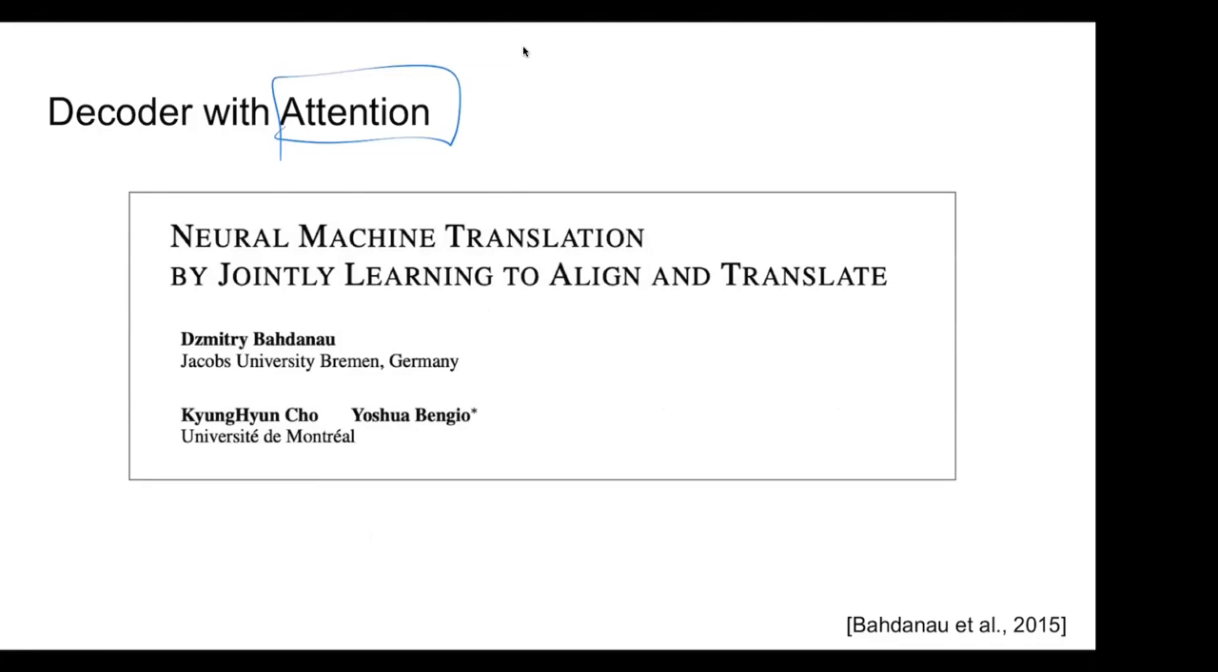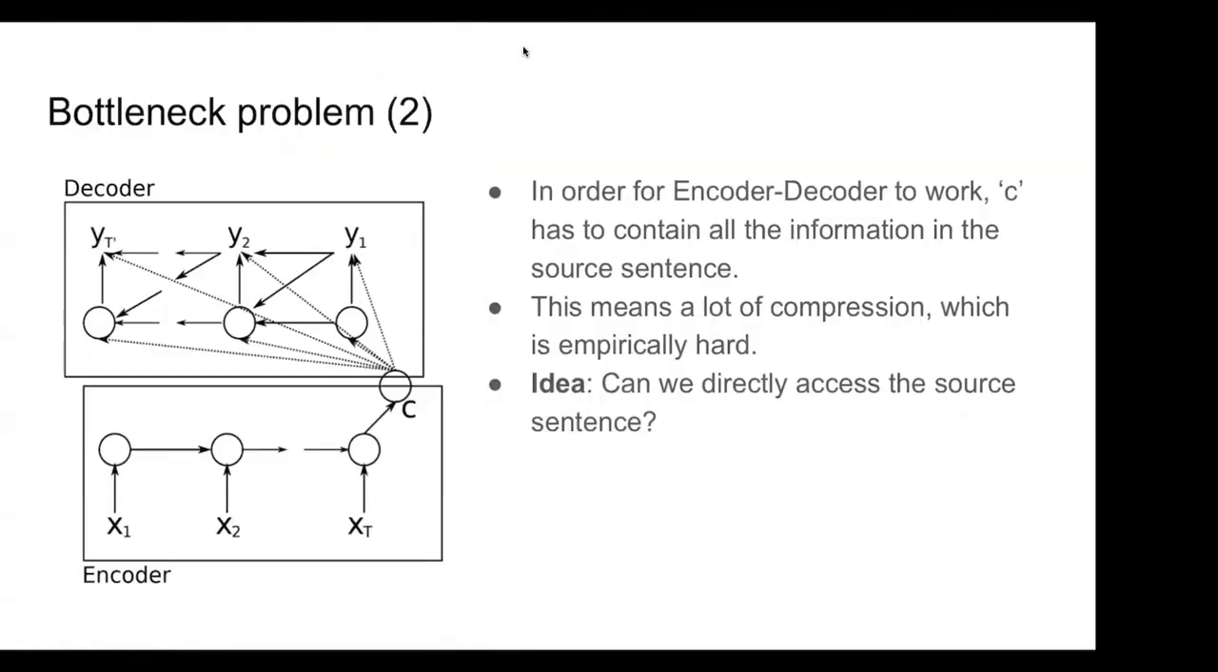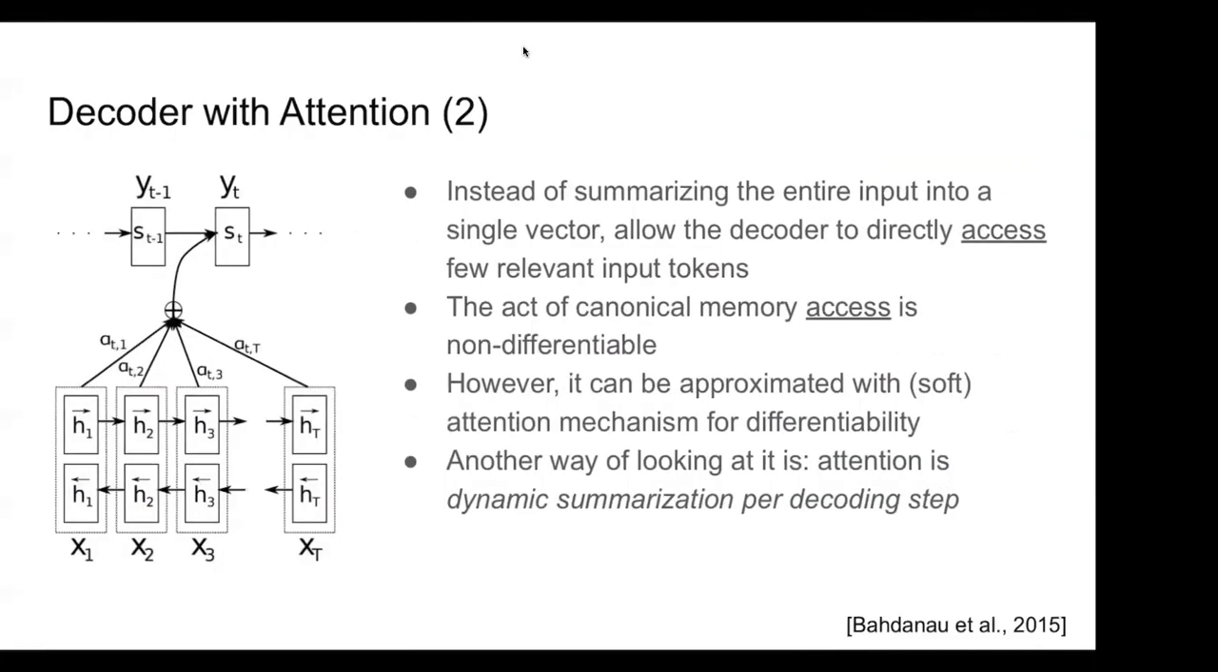So what was the attention mechanism? Well, let's go back to the original encoder decoder. We try to summarize X into C, and then C gets used in every decoding time step. But this C is just a fixed, static summarization of the input. What attention tries to do is dynamically summarize the input as you decode each output. So you can think of it as a dynamic summarization, or another way to look at it is that you're directly accessing a few relevant tokens, because if you're summarizing dynamically, then probably you only want to look at a few words on the input side, right?